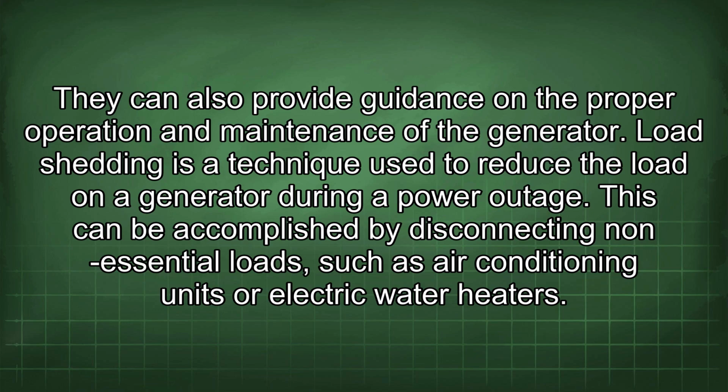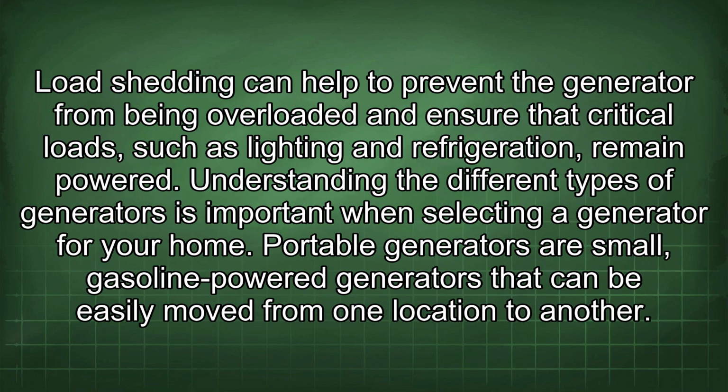Load shedding is a technique used to reduce the load on a generator during a power outage. This can be accomplished by disconnecting non-essential loads such as air conditioning units or electric water heaters. Load shedding can help to prevent the generator from being overloaded and ensure that critical loads such as lighting and refrigeration remain powered.